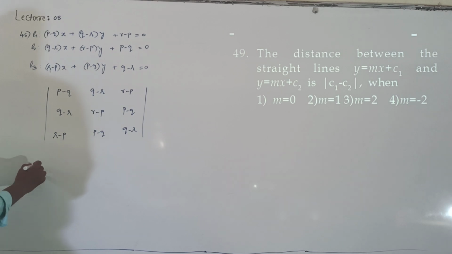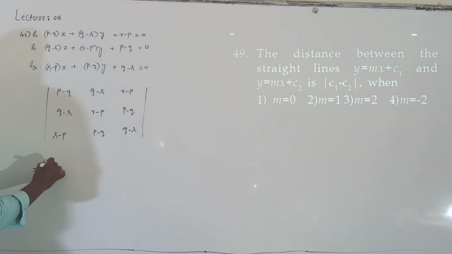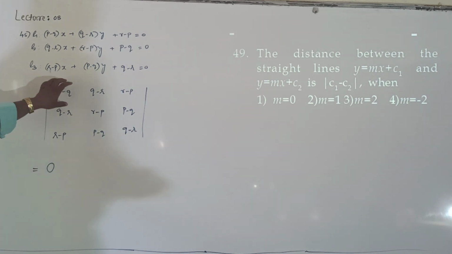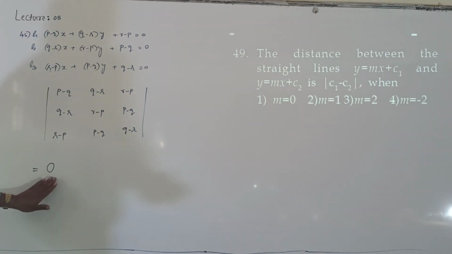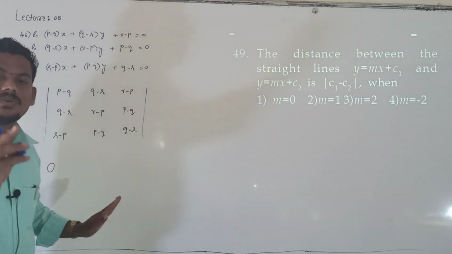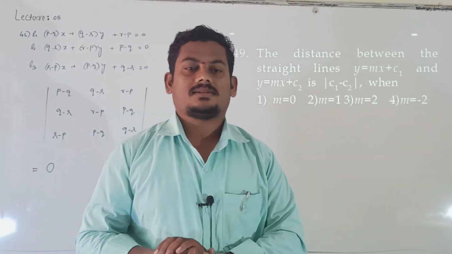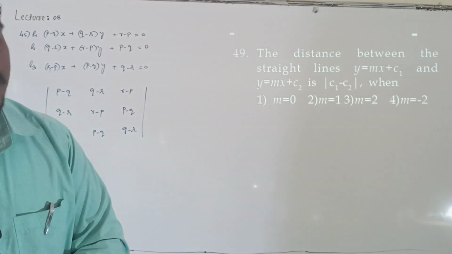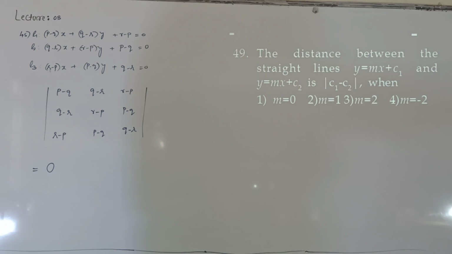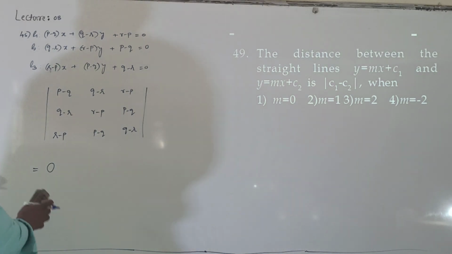Clearly, if you expand this determinant, you get 0. Just expand this determinant, then you get 0. Hence, the given lines are concurrent. Right? Next question, question 49. If you expand this determinant, clearly 0, right?